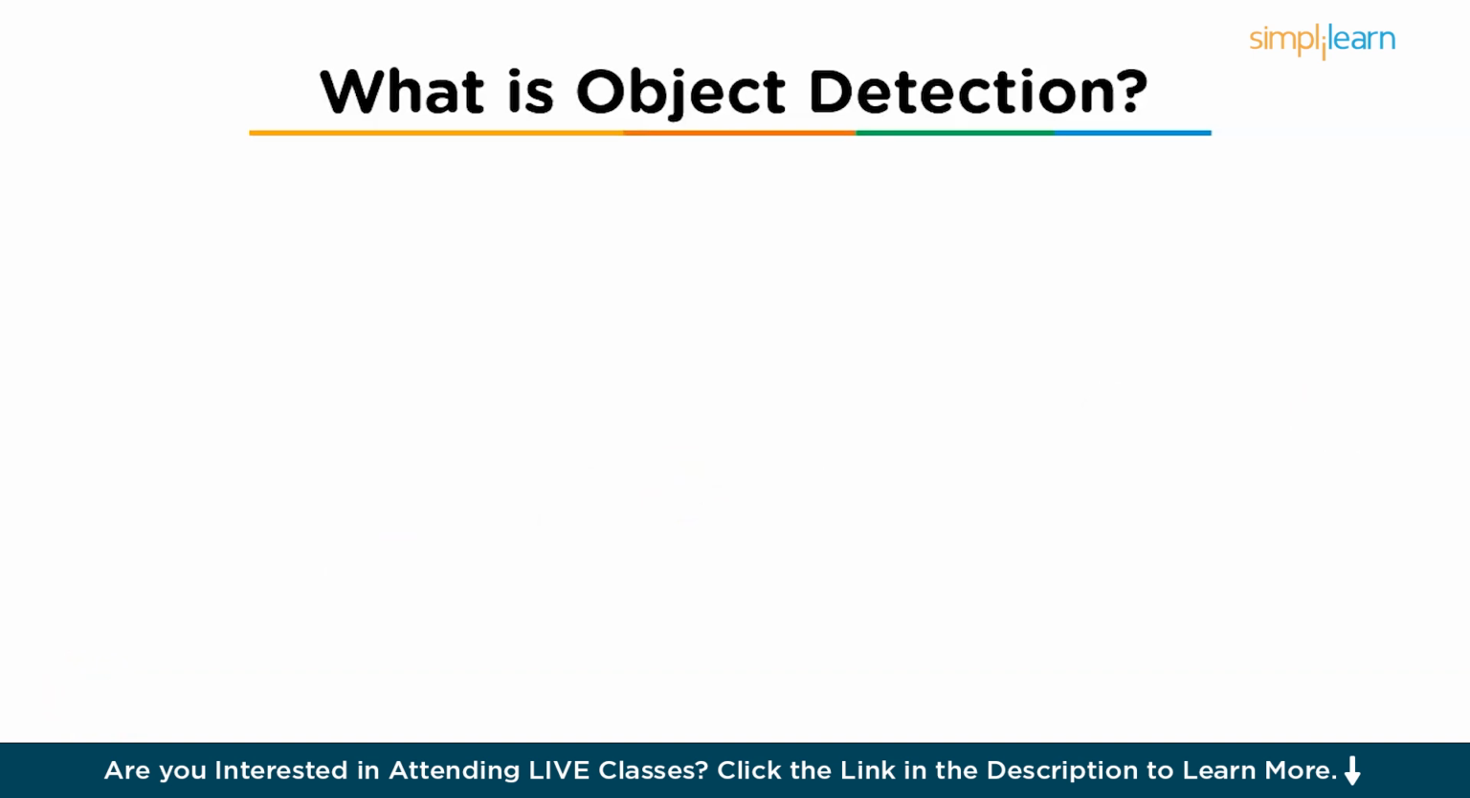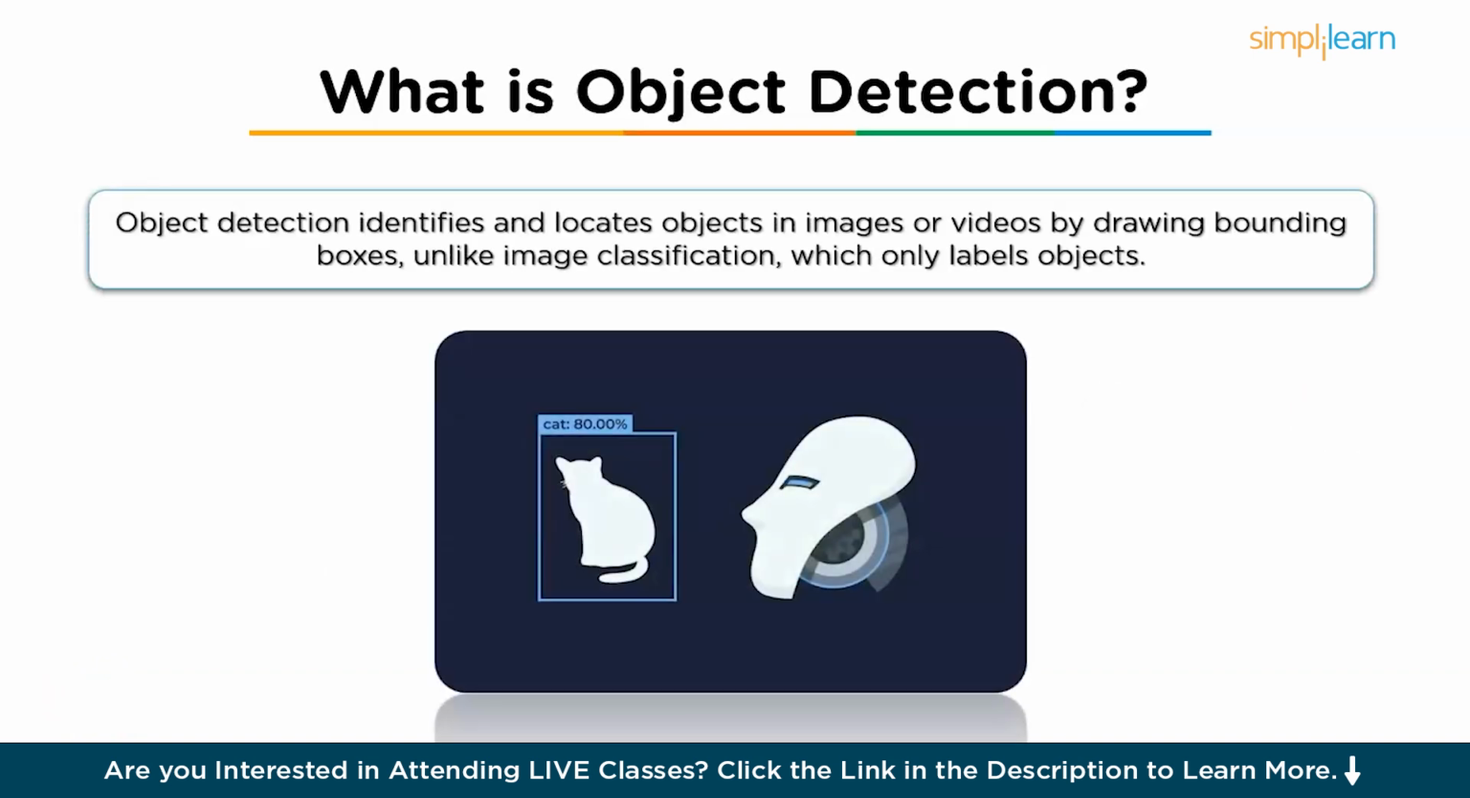In this chapter, we will be dealing with object detection. So what is object detection? At its core, object detection is a computer vision technique that enables machines to identify and locate objects in an image or video. So unlike simple image classification, which only tells you what is in an image, object detection also tells you where the object is by drawing a bounding box around it.